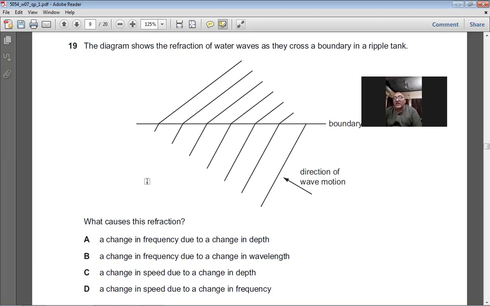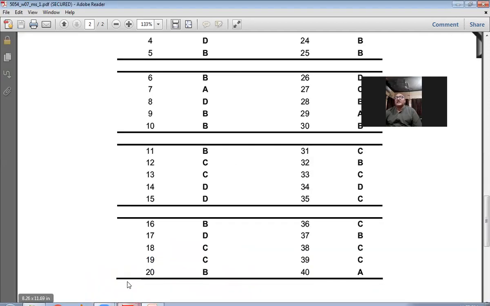What causes this refraction? A change in the frequency due to a change in the depth. The frequency does not change. A change in frequency due to a change in wavelength. I told you that the frequency does not change. A change in speed due to a change in depth. Yes, that's the right answer. A change in speed due to a change in frequency. No, the frequency does not change. So I think C is the best option: a change in the speed due to a change in depth. Question number 19, C is the right choice.